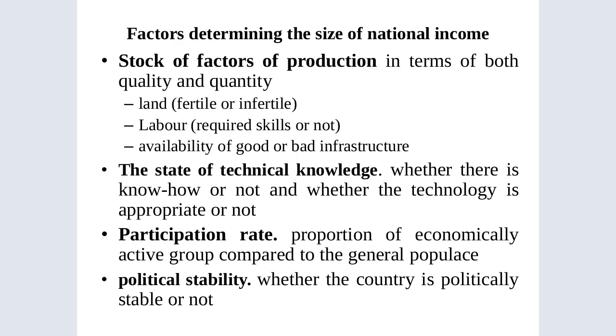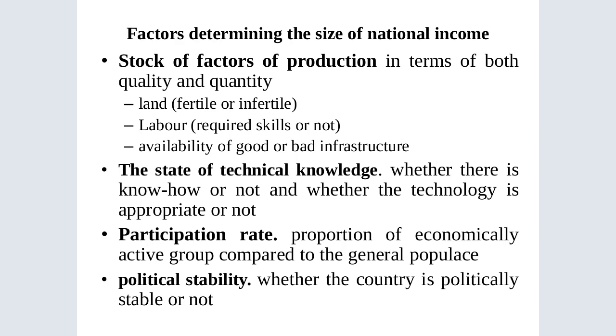So those countries that are privileged to have a high quantity of the factors of production, and of course the quality, tend to have high national income, or a high level of national income.